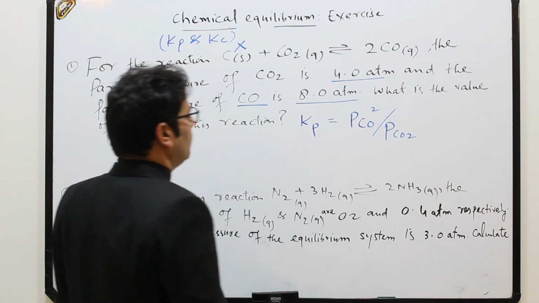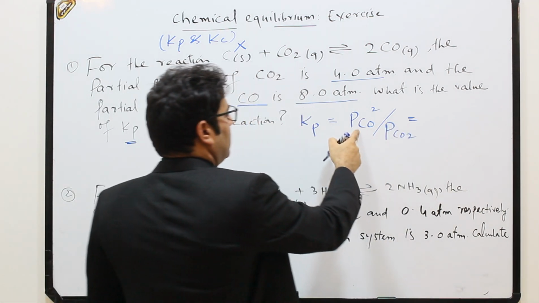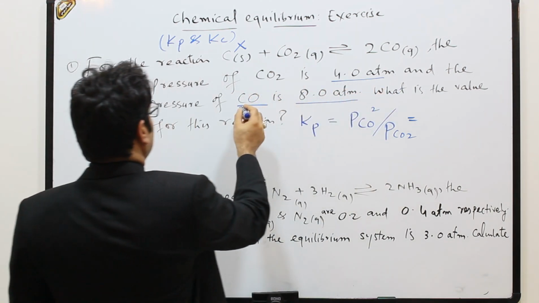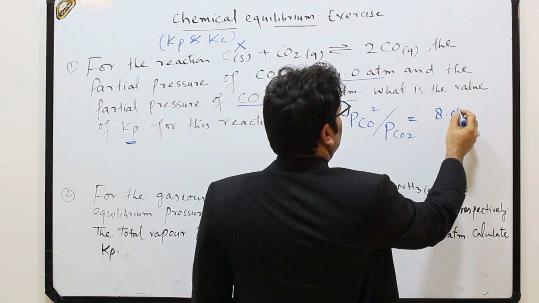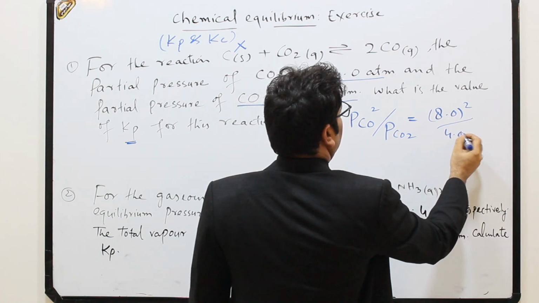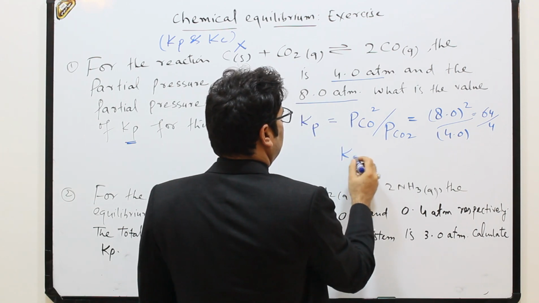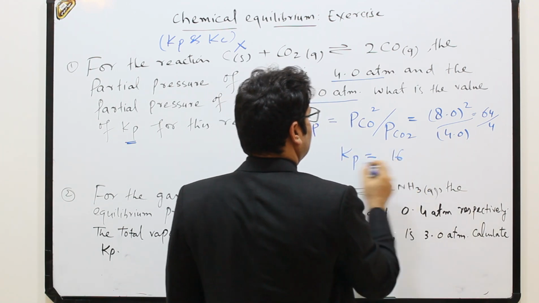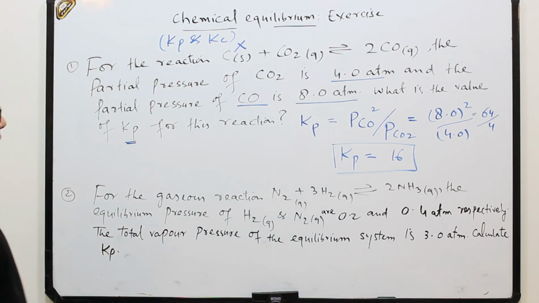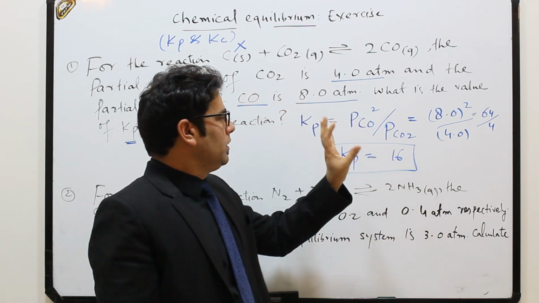Now if I put in the values, what will be the result? The partial pressure of CO is 8.0, so it will be 8.0 squared divided by the partial pressure of carbon dioxide, which is 4.0. So it will be 64 divided by 4, and Kp will be equal to 16. So simple. This is the first exercise. You just use this equation and put in the values, and you will get the answer.